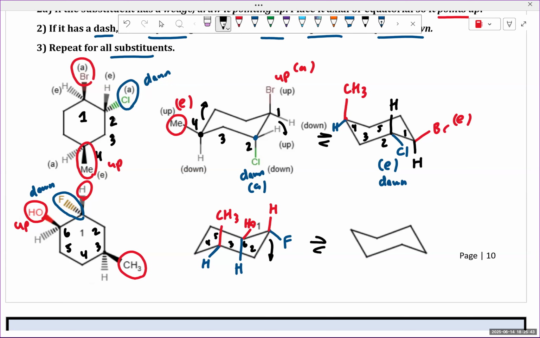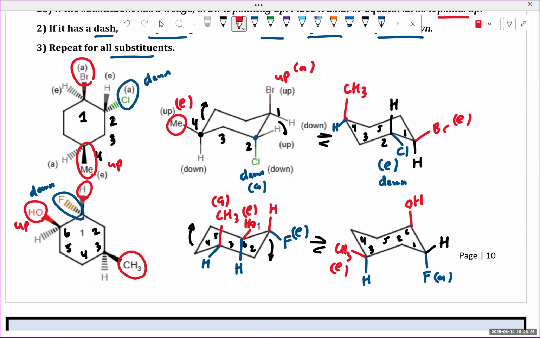Post chair flip, we bring carbon 1 down, carbon 4 up. From here, the fluorine is still pointing down. The down position in this case is going to be axial. The methyl group at carbon 3 is still pointing up. That position will be equatorial this time. Carbon 6, the alcohol is still pointing up. So the up position is axial in this case. Just to make sure that we've done everything properly, hydrogen, methyl, alcohol still all pointing up, so we're good to go.